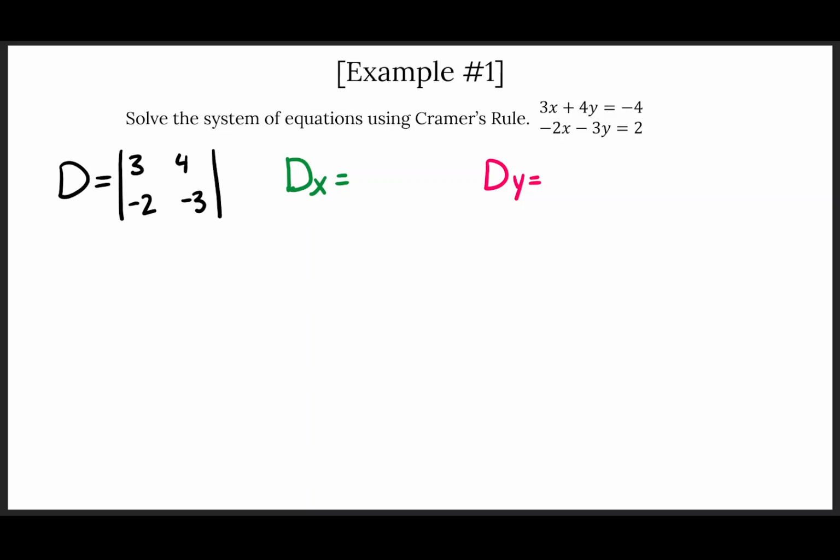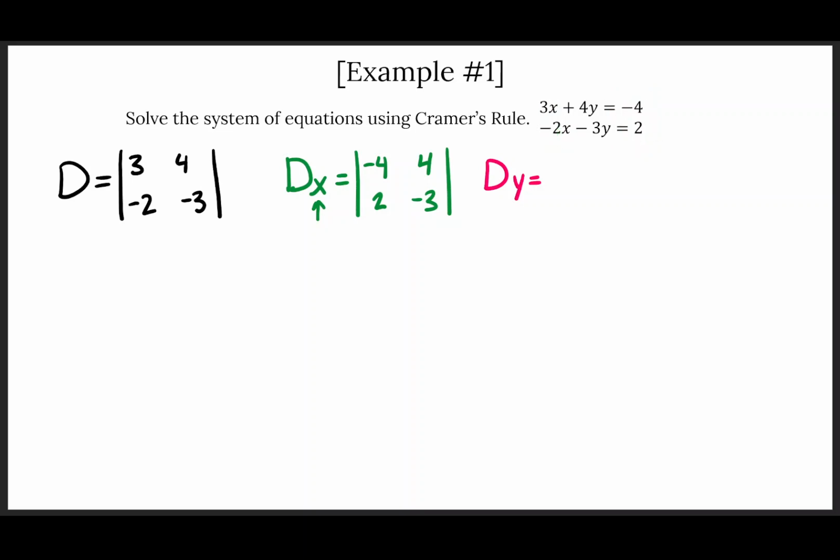dx, whatever the sub letter is, like this one says d sub x, I'm going to swap out the x numbers from the determinant. I'm not going to use the 3 and the -2. I'm going to use these answer numbers over here, whatever you want to call those. So I'm going to put those in the x column. I'm going to put -4 and 2 in those spots. And I'm going to keep the regular y numbers, 4 and -3, in those spots. So whatever letter the determinant is, that is the letter that you're going to replace.